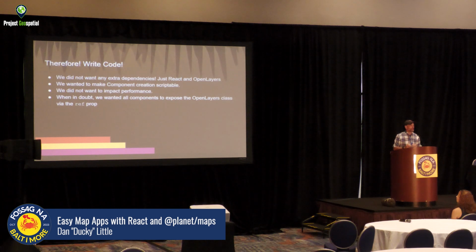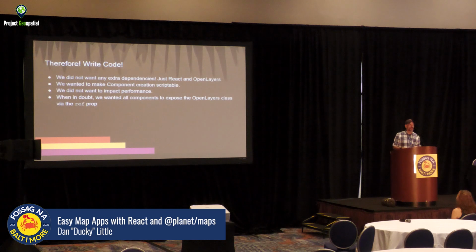We wanted to make it scriptable. So OpenLayers, because it's really well structured, is actually really easy to introspect. And so we wanted to be able to use that introspection to automatically create the components that would then be in React. We didn't want to impact performance. Making things slower is making things bad, so we didn't want to do that.